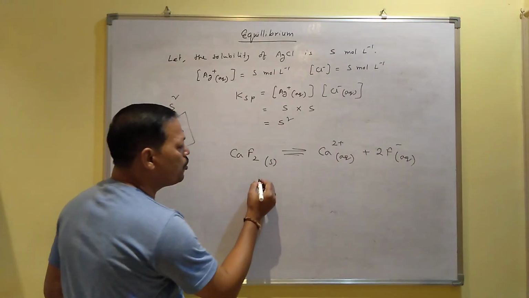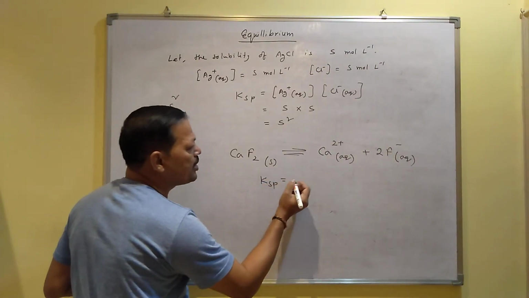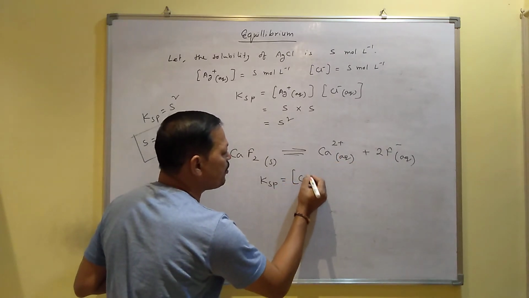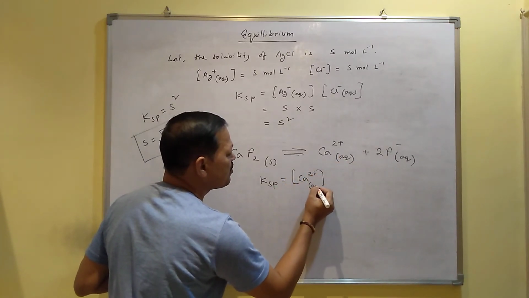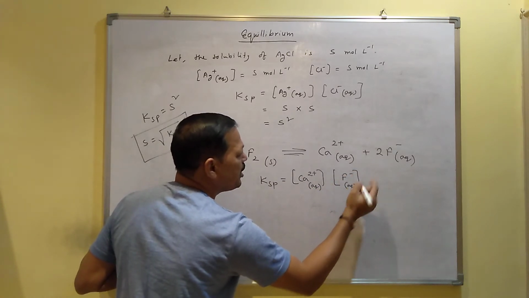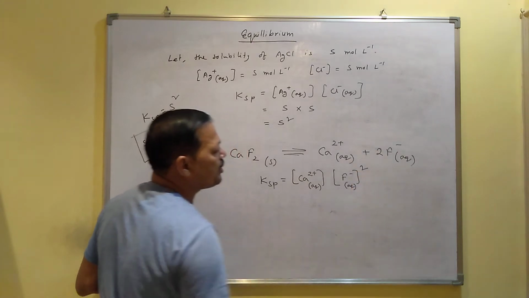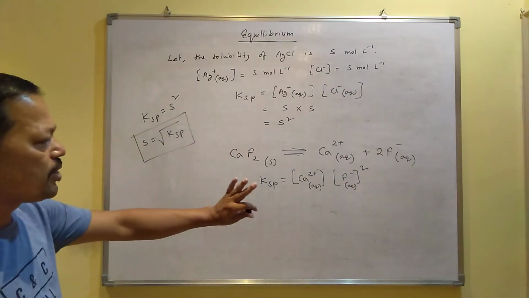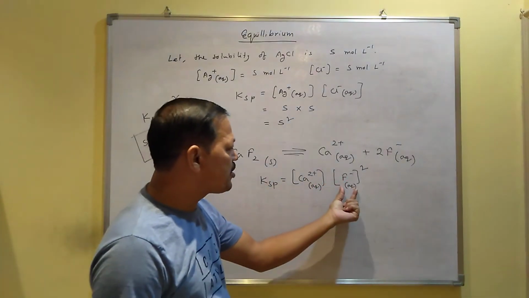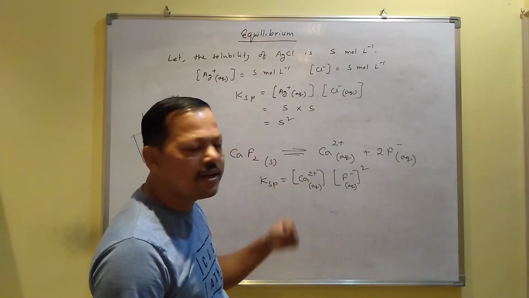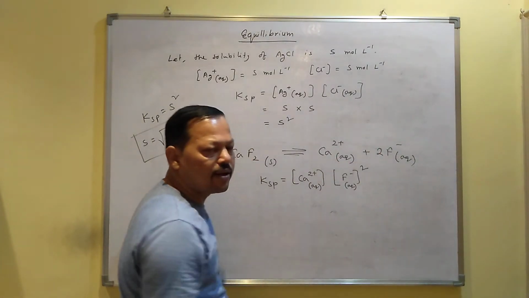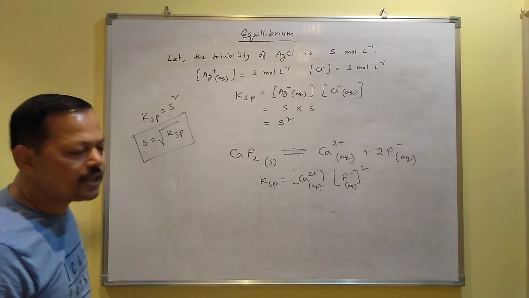And you know, Ksp means nothing but the multiplication of the concentration of ions. I mean, you can write the concentration of calcium ion, aqueous, into the concentration of F minus, aqueous. Here the coefficient is 2, so it should be the power, like this. So this is the process of how to find the Ksp. It is the multiplication of the concentration of ions of a sparingly soluble salt, each raised to the power equal to its coefficient. Like this way you have to define the Ksp.